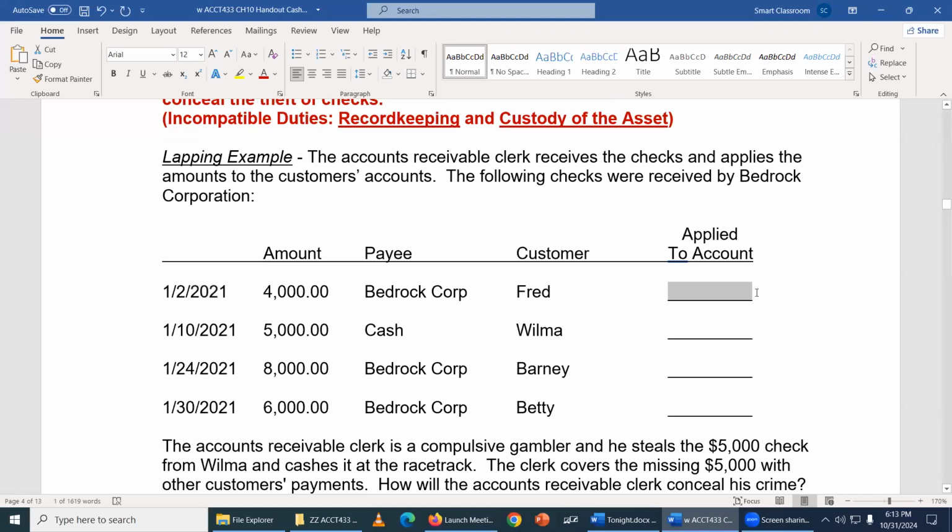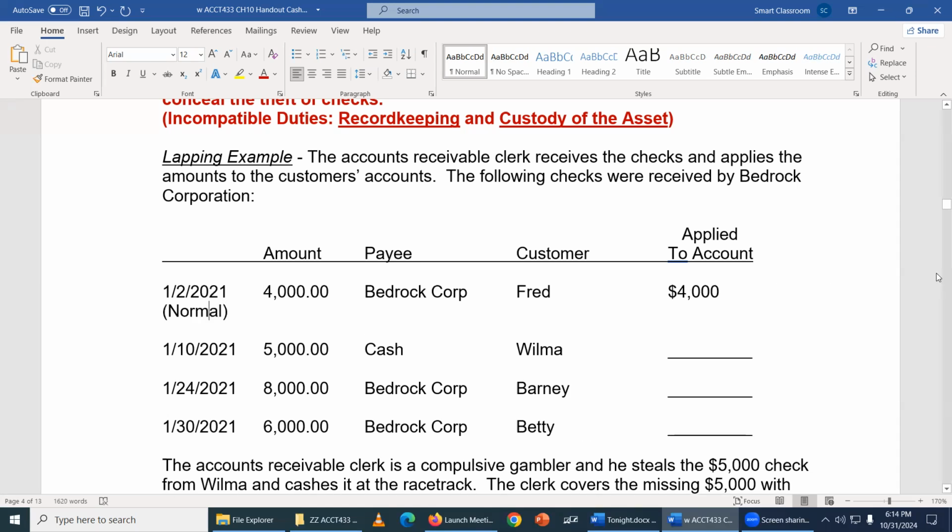No, so this first one, he or she receives a check, and it's made out to the Bedrock Corporation, and that's fine. And it applies it to Fred's account, and that's fine too. This is a normal transaction. Okay, so this one's completely normal. This is what you expect.